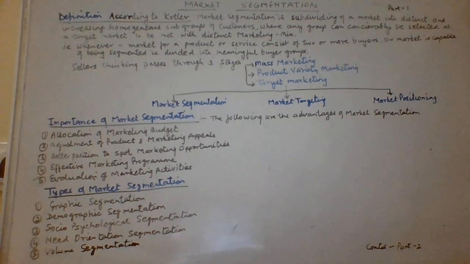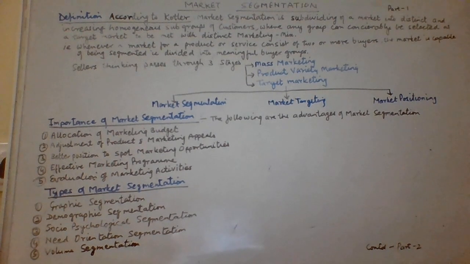Now, what do we mean when we say mass marketing? The seller produces a single product in masses. Masses is the total number of people with no major distinction among the people. This is what we call masses. The seller promotes and distributes the product to masses, to all the buyers. The marketing mix, therefore, remains the same for all the customers.